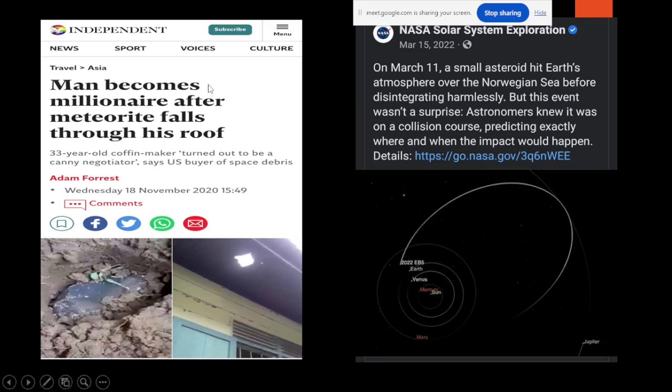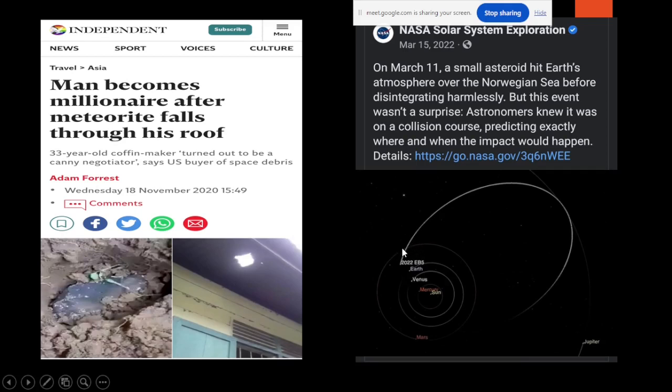Then a man was at his home in Indonesia in 2020. All of a sudden, an asteroid landed and penetrated through his roof and into the ground. He came out, very surprised at what happened, but he dug it up and sold it for about $2.5 million. He became a millionaire overnight. Some of these asteroids, not all of them, but some of them, contain rare earth minerals like iridium. And this happened in 2022.